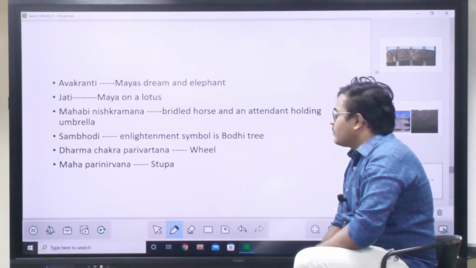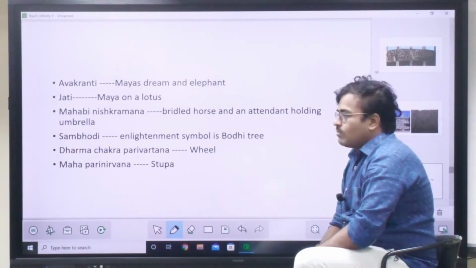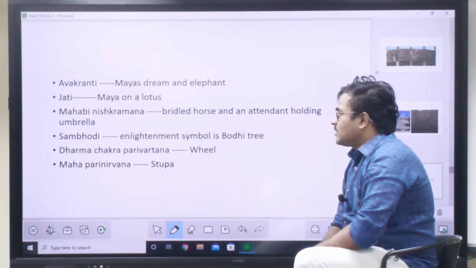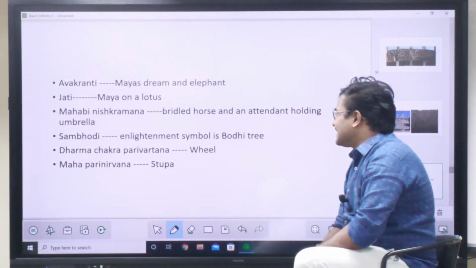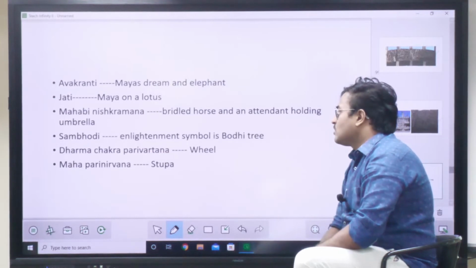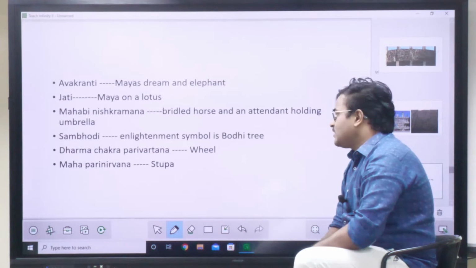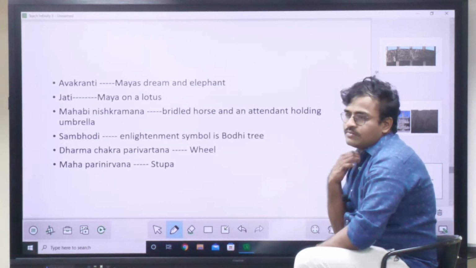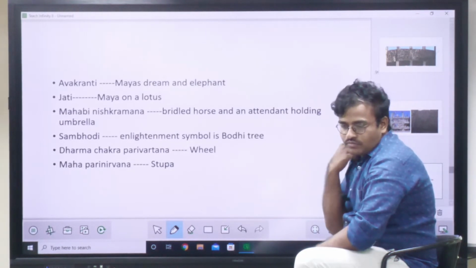Dharmachakra Parivartana is preaching. Mahaparinirvana is death. Avakranti is conception. Jati is birth. Mahabhinishkramana is renunciation. Sambodhi is enlightenment. It is given there. Dharmachakra Parivartana is preaching, the start of preaching. Mahaparinirvana is death of Buddha. And there is a good possibility of a question on this.